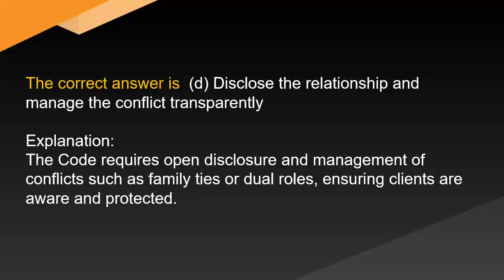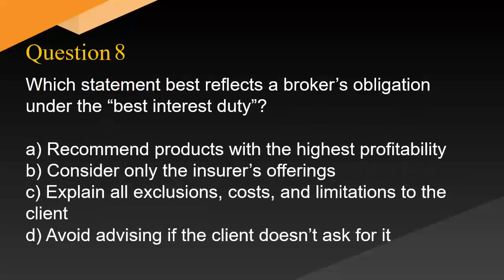The correct answer is D. Disclose the relationship and manage the conflict transparently. Explanation. The code requires open disclosure and management of conflicts such as family ties or dual roles, ensuring clients are aware and protected. Which statement best reflects a broker's obligation under the best interest duty?